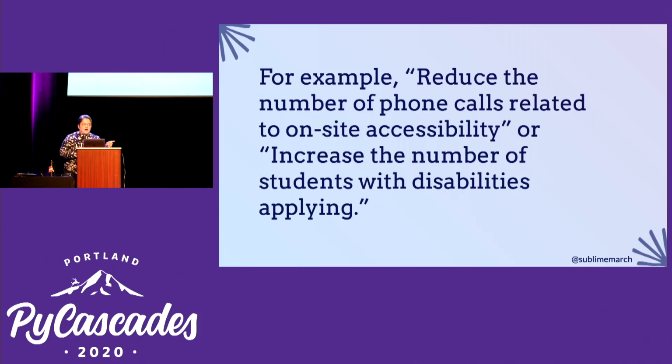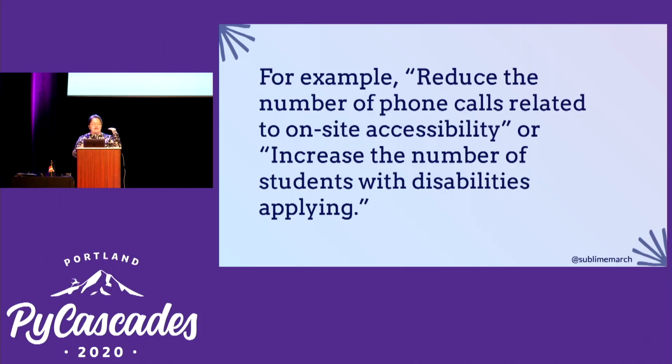On one project, a KPI we identified was that we wanted to reduce the number of phone calls that our client would get related to on-site accessibility. They have a physical performance space. And we knew that if the website was sufficiently accessible, people with a disability wouldn't get frustrated with the site, pick up a phone, and call them to ask a question about the accessibility of their venue. They would be able to find that information without any barriers on the actual site.